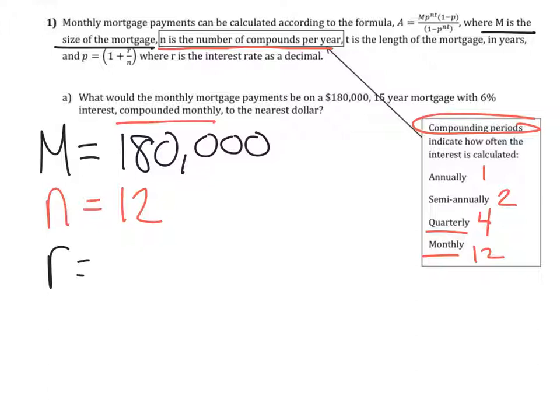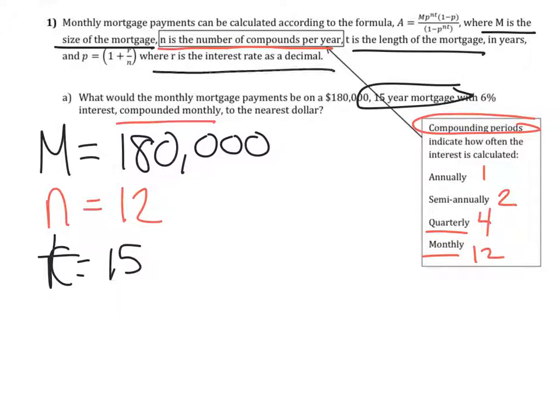T is the length of the mortgage. How long are you taking this out? Well, we're taking it out for 15 years. R is the interest rate as a decimal. It said 6%, so my R is going to be 0.06. And then you got to figure out what this random P is.